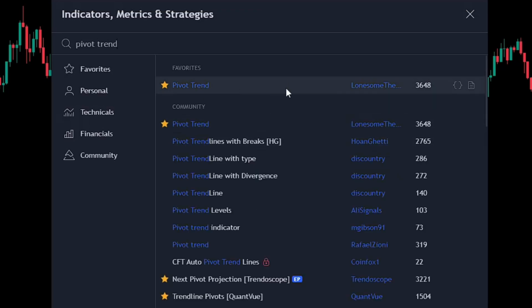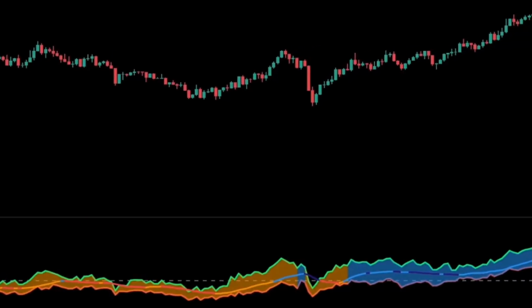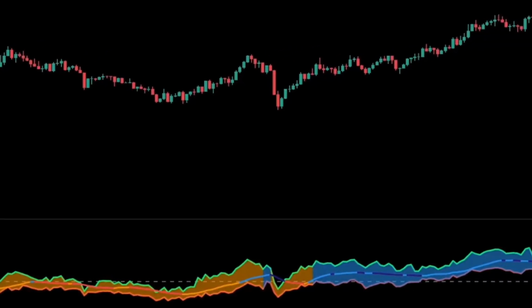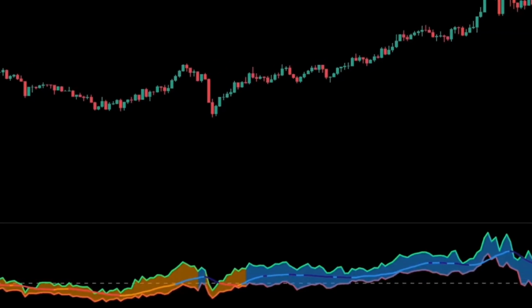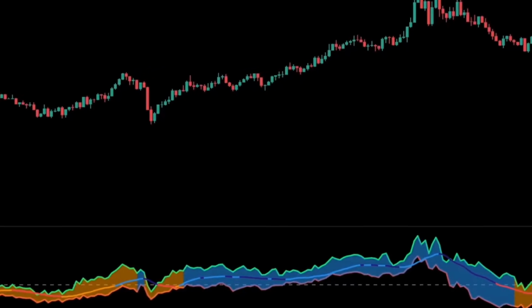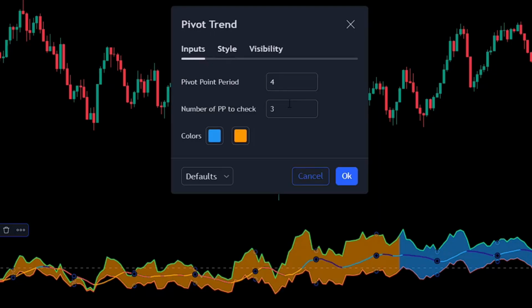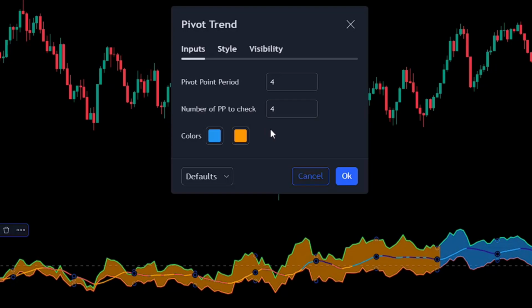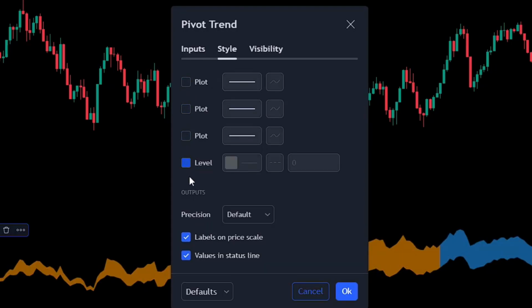Finally, the Pivot Trend by Lonesome the Blue. This powerful tool isn't widely known, but it's incredibly effective. Here's how it works. It finds the pivot point. It calculates averages of pivot highs and pivot lows. It compares the current closing price with these averages. If both comparisons are positive or negative, a trend reversal is likely. You can customize this indicator by changing the inputs. In the style section, you can remove all the plots, making it really easy to read.